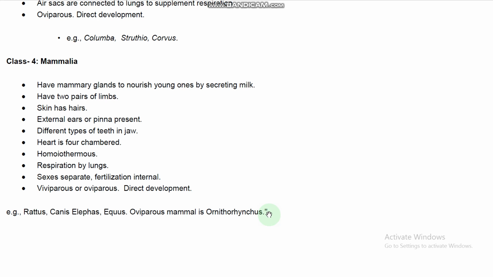So Pisces, how many chambered heart? 2-chambered. Amphibians, 3-chambered. Reptilians, 3.5 chambered. It is considered 3 chambers only. Completely 4-chambered in Reptilia, crocodile. And Aves and mammals have a 4-chambered heart. Pisces, cold-blooded organisms. Amphibians, cold-blooded organisms. And class Reptilia, cold-blooded organisms. And Aves and mammals, warm-blooded organisms or homeotherms, right.